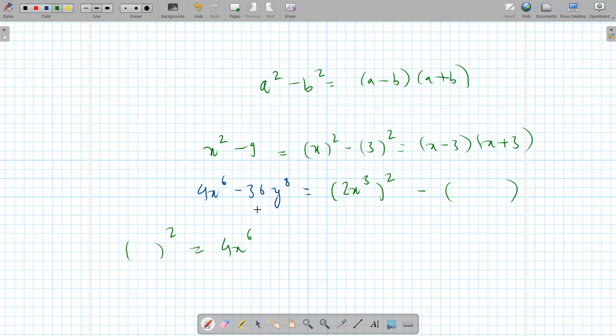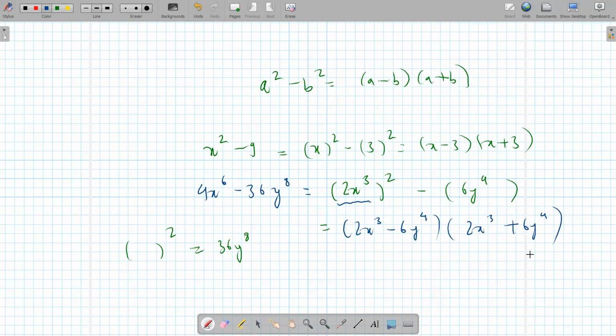What about the other guy? Something squared is 36y^8. Very similar. Yeah. 6y^4. Yes. And now we're just going to use the difference of squares formula. A squared, see this entire thing is our a now, yeah? So a squared minus b squared becomes a minus b times a plus b, so 2x cubed minus 6y^4 times 2x cubed plus 6y^4. Easy as that.